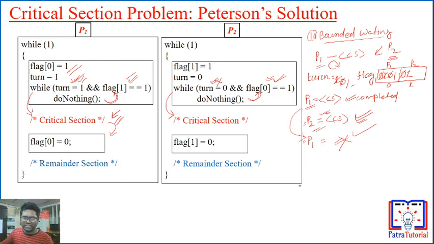So this approach is satisfying all three conditions. The first one is mutual exclusion, the second one is progress, and the third one is bounded waiting. So Peterson's solution satisfies all three conditions for the critical section problem. Now we have achieved the two-process solution for the critical section problem, and that is Peterson's solution.